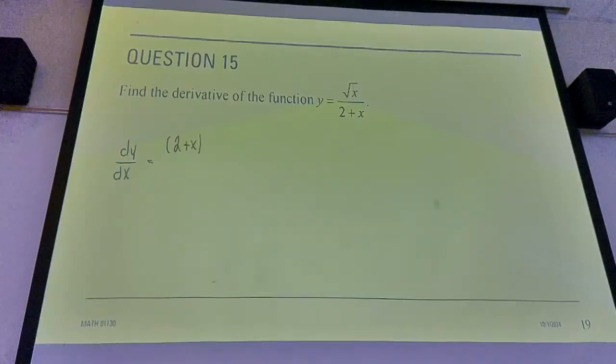All right, so the jingle that I learned: low d high, so there's your low d high, minus high d low. Oh, that's nice. d low is just 1. Over low squared.